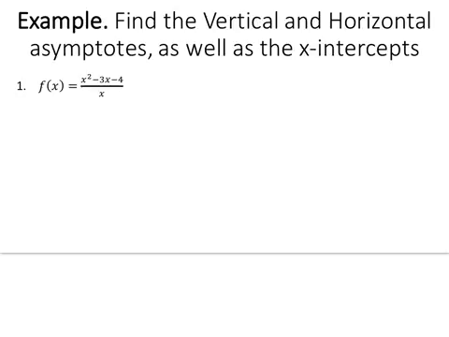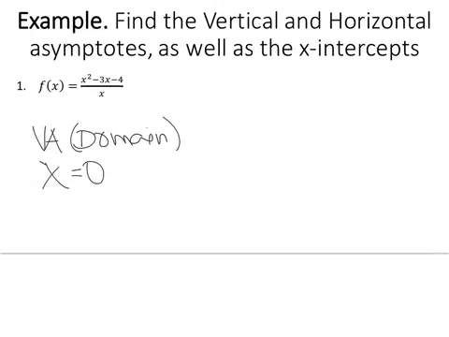So for the vertical asymptotes, remember that's just your domain. So I'm going to abbreviate that VA and write in here domain. So again, for my domain, I look at my denominator. If I set my denominator equal to 0, it's already factored. I don't have to factor it. My vertical asymptote is going to be the line x equals 0.